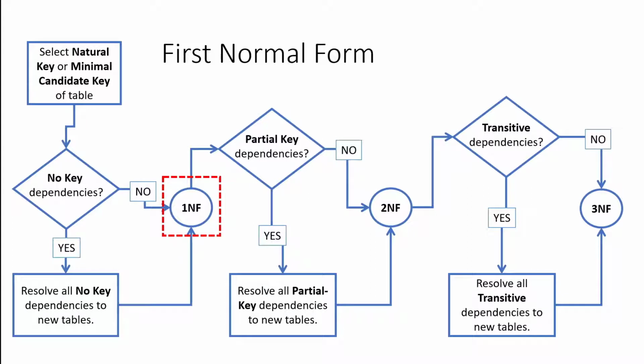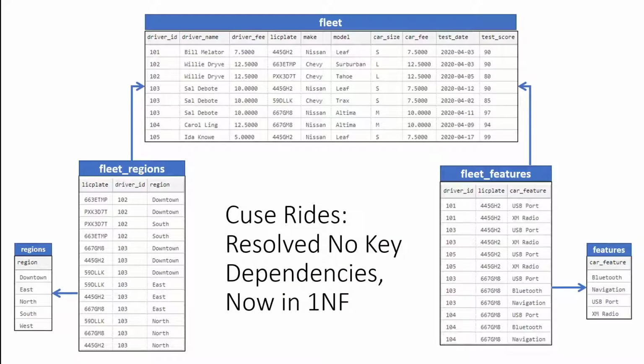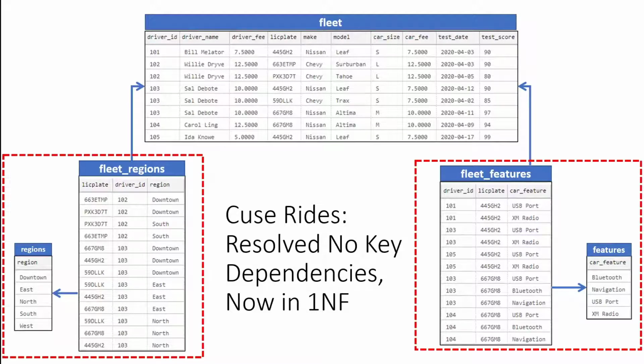Okay, now our data is in first normal form. Awesome. What does that mean? Well, it means that we resolved any of the no key dependencies. So originally, we had just fleet up at the top, but now we've got these two extra tables that we added. This one establishes the regions relationship, and this one establishes the features relationship. And you saw in that code, I made up-down scripts for all 5 of these tables. I had to restructure this table to remove the columns that don't belong there anymore. And then I had to make these 4 tables here, 2 lookup tables, 2 bridge tables.